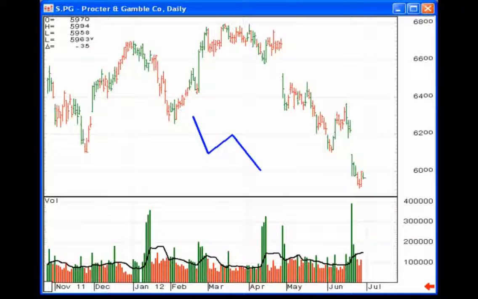Now, in this instance here, I'd like to just go through a few examples on this price chart of Procter & Gamble and just pull out a few things that I think are interesting here. Like, for example, here we have green price bars. The market's going down, volume is expanding. This is an indication the trend is down.